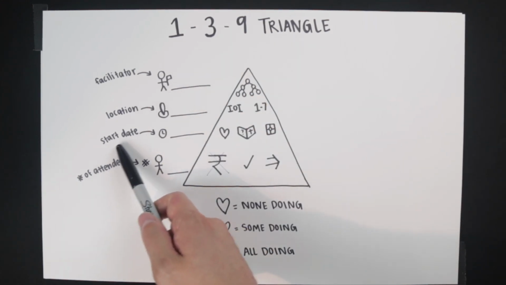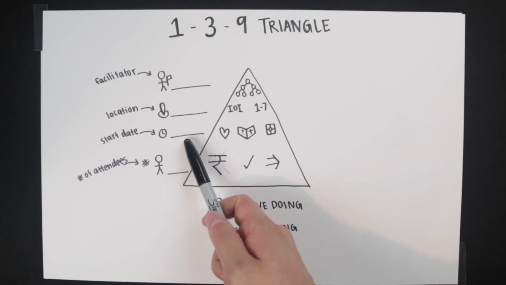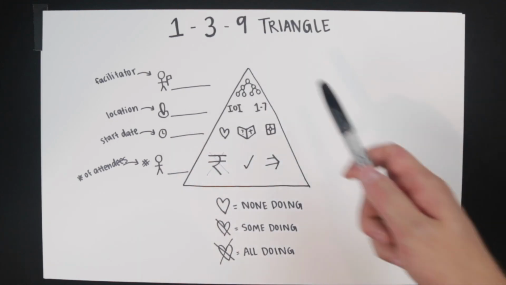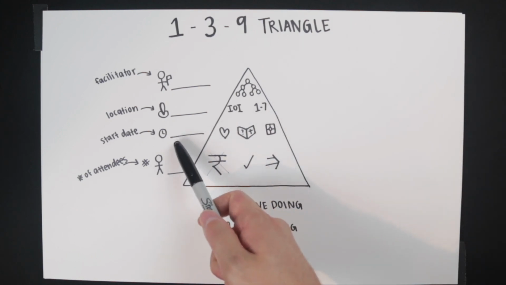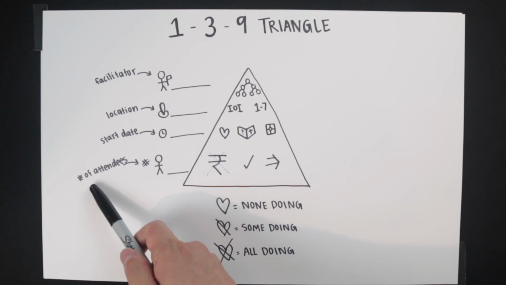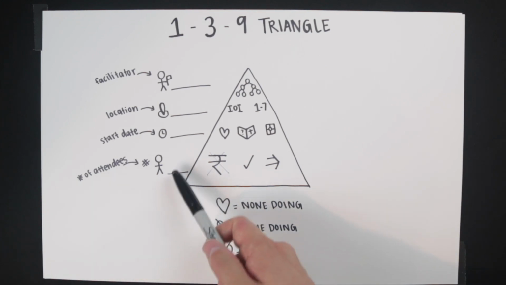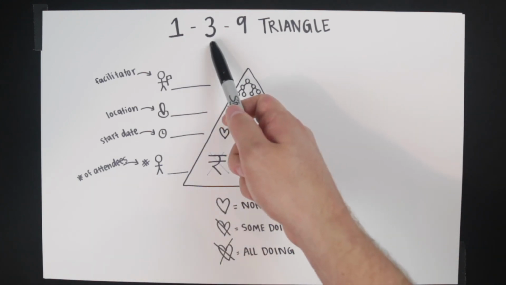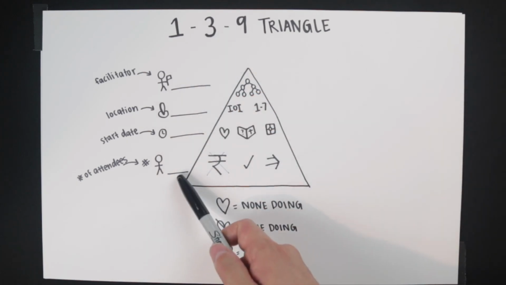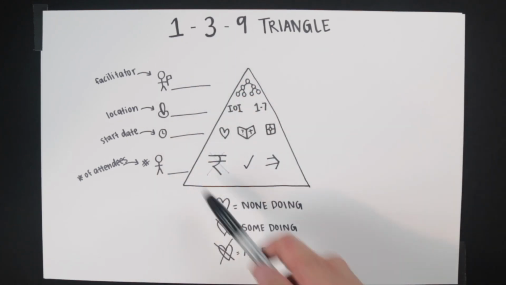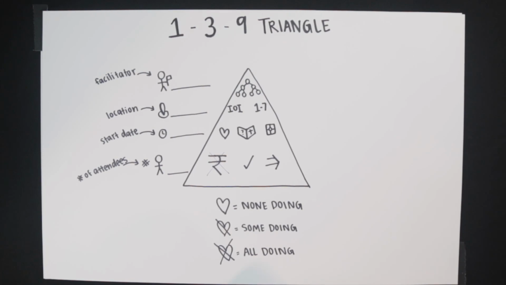You put the date that this 139 meeting started, which is very important, because if a lot of these skills are missing, but the 139 is very young, that's very normal. So we want to know what date it is. And then you put the number of attendees. How many people are coming? Is it 3? Is it 4? Is it 5? What is the number of leaders that is attending this monthly meeting?